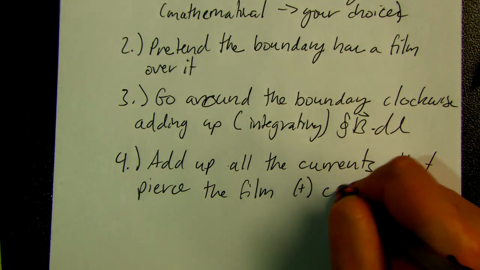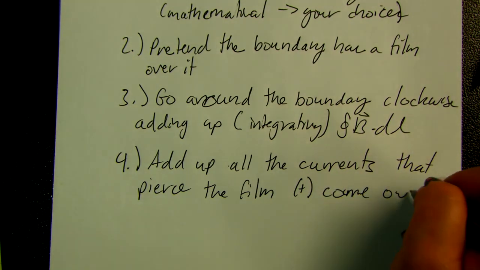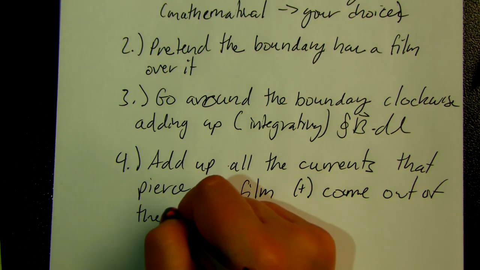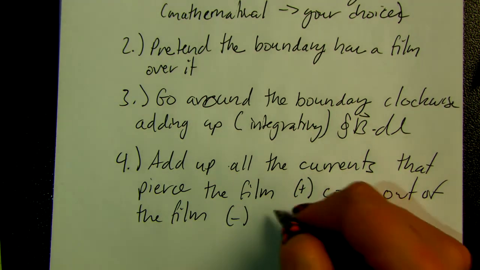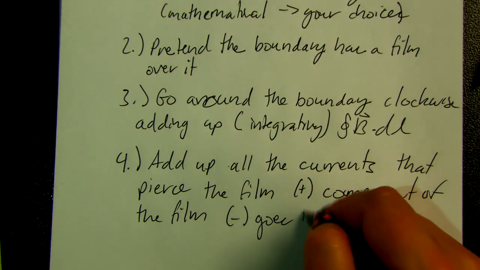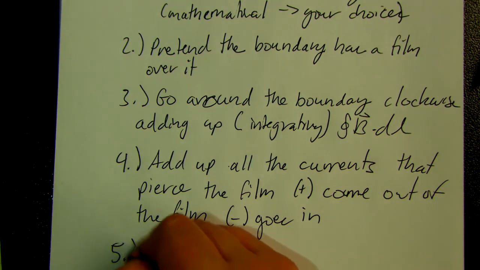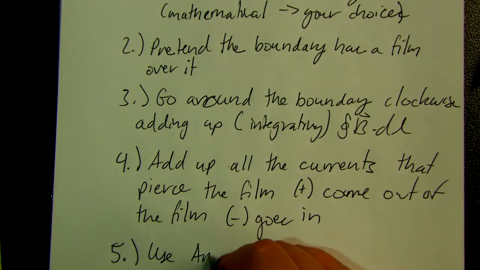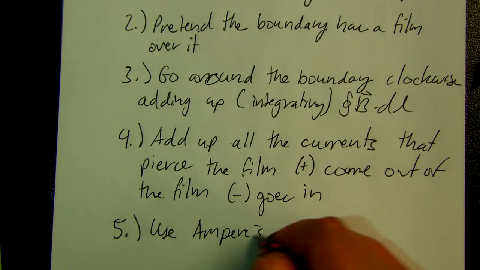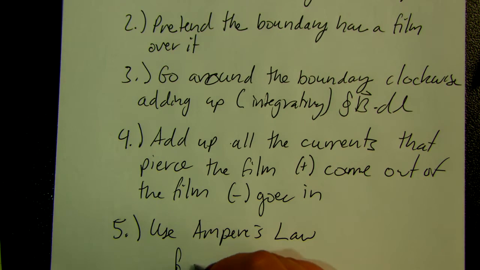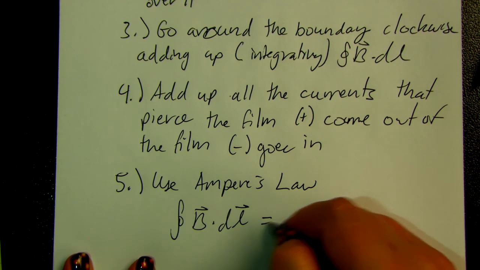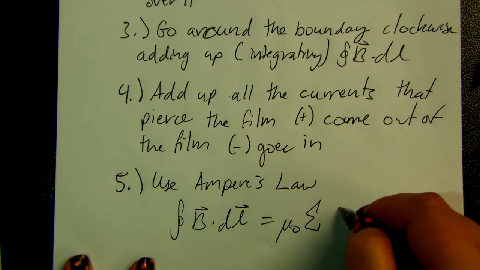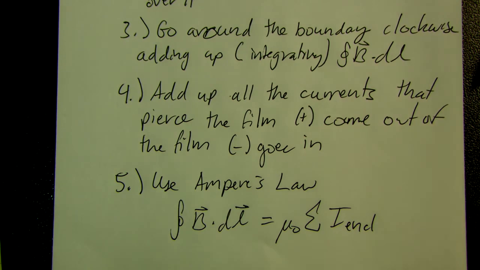So positive currents come out. Negative goes in. Then use Ampere's law. So B dot dl is equal to mu naught times the sum of all of the currents enclosed. And there you have it. Those are the steps for Ampere's law.